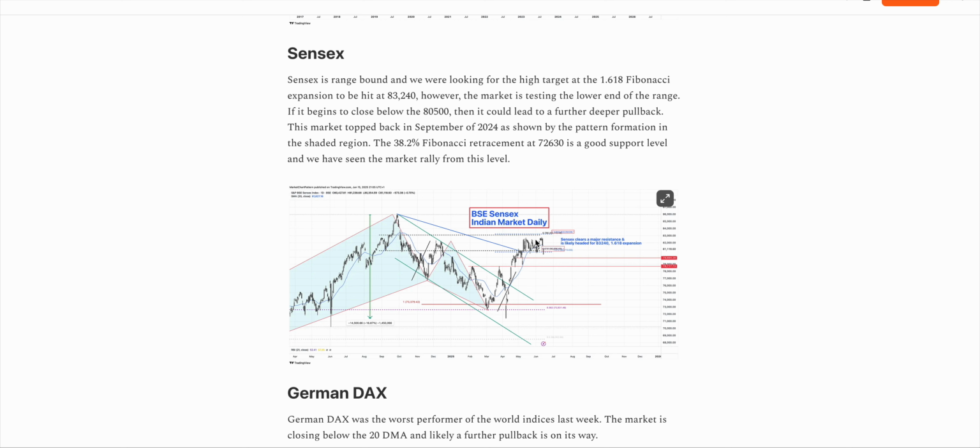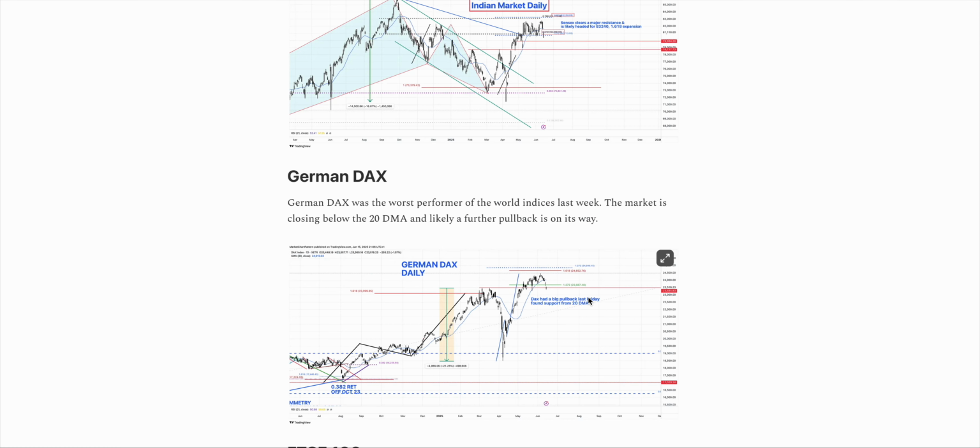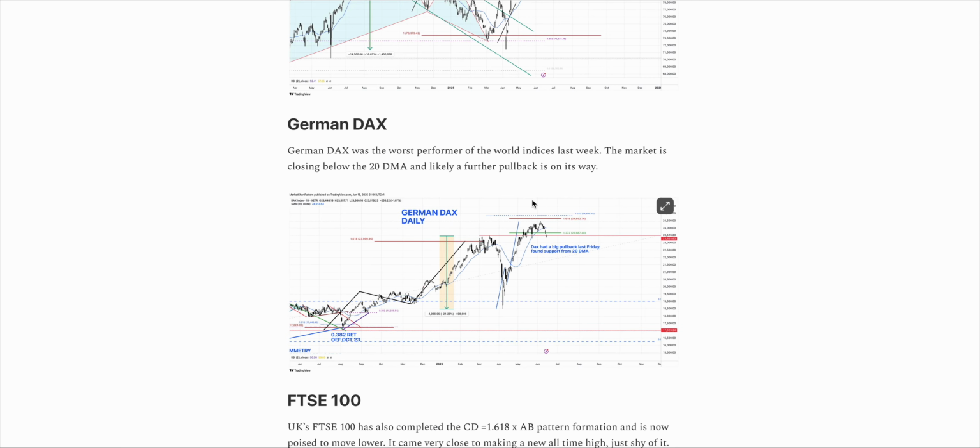So this is what we are watching. So it's got a chance then to pull back quite a bit if this range low is taken out to the downside in the SENSEX. German DAX, it's completed this pattern formation. It came very, very close. It didn't hit the exact number. Now it's actually pulling back.